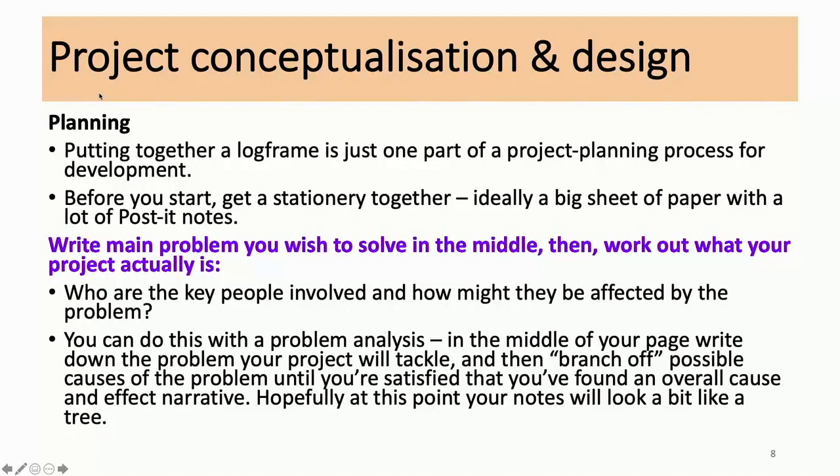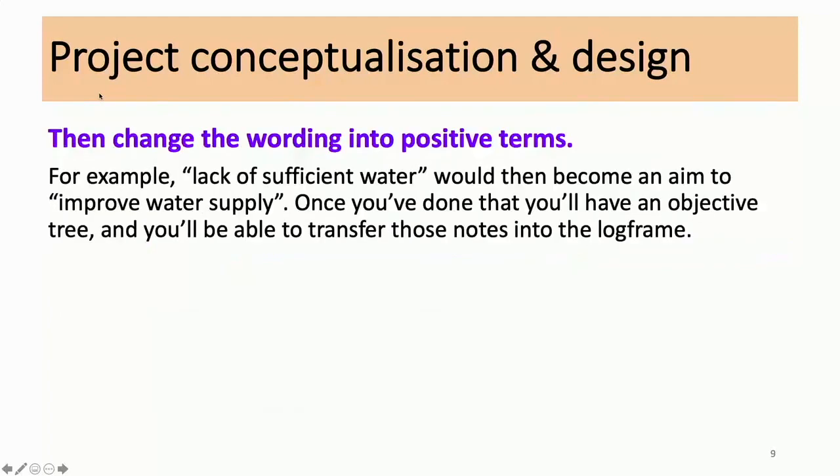In the middle of your page, you write down your problem, which you wish to tackle, and then branch off possible causes of the problem until you're satisfied that you found an overall cause and effect narrative. Because this is affecting the community, this is the impact. Because of this, this is the impact. Hopefully at this point, your notes will look a bit like a problem tree.